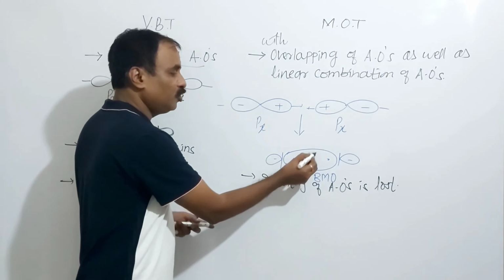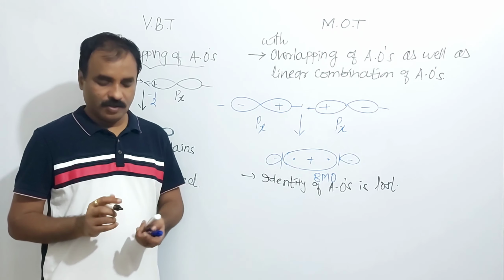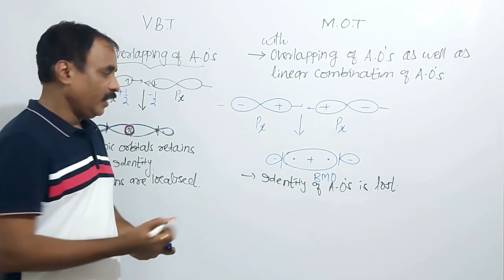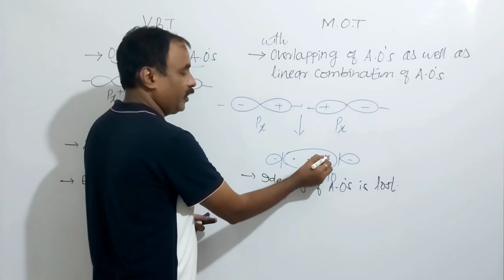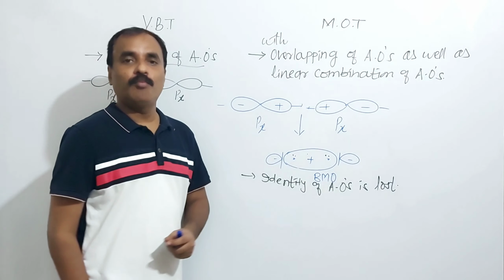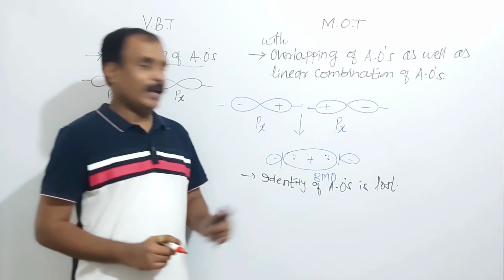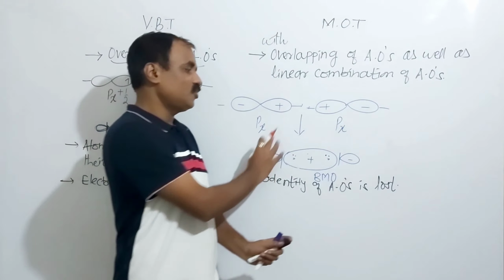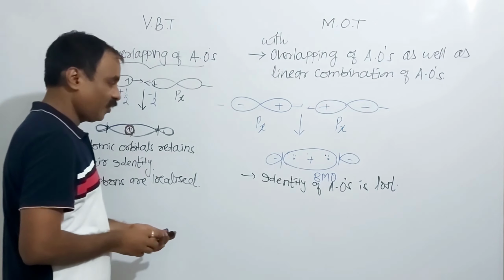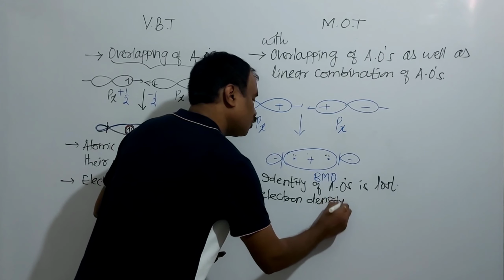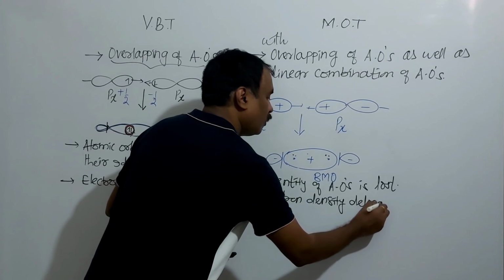But here, random position of electrons. We can't find the exact position of electron density. That is, suppose the electron density is here, it may be here, isn't it? So random position of electron density. And here electrons are not localized at a fixed position. Here electrons are delocalized. This is the important difference. We can write electrons are delocalized. Electron density is delocalized.